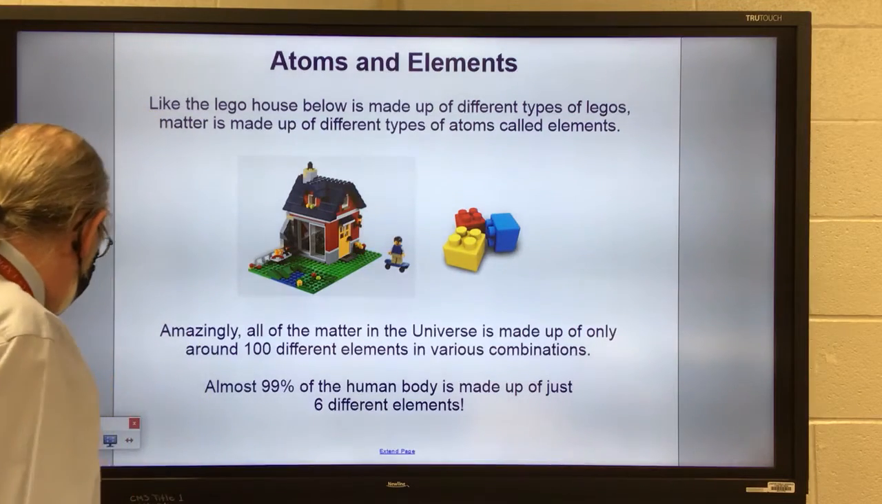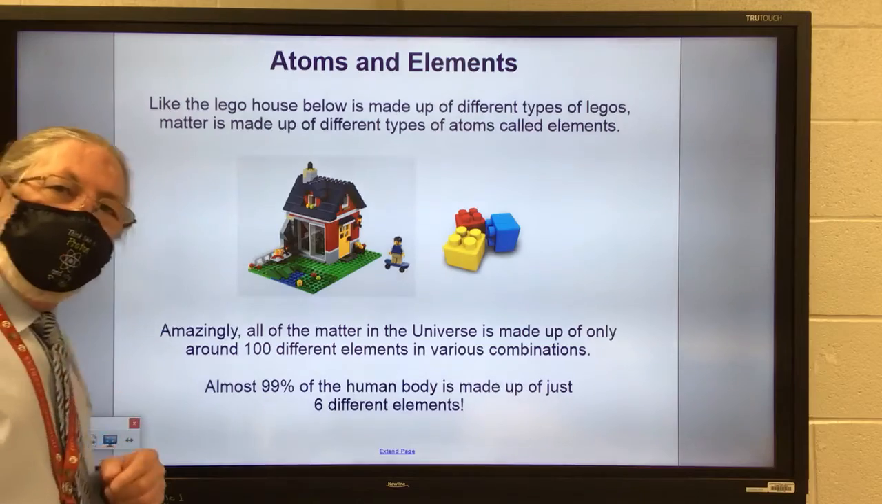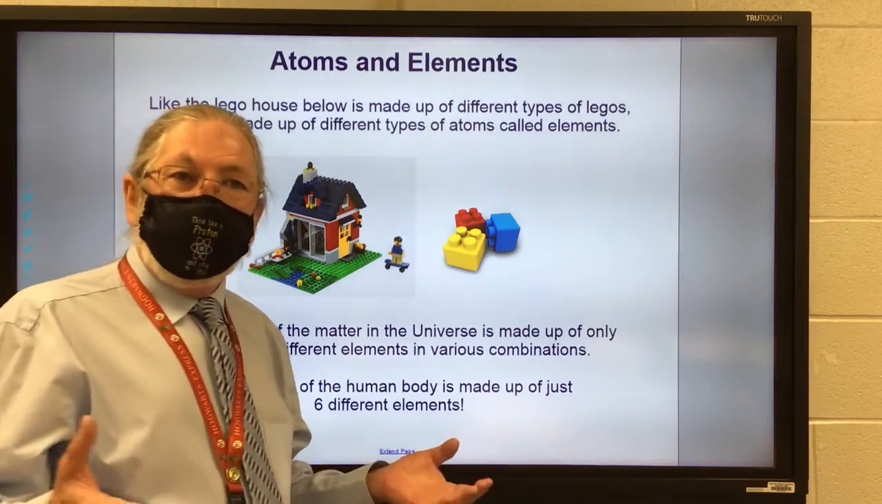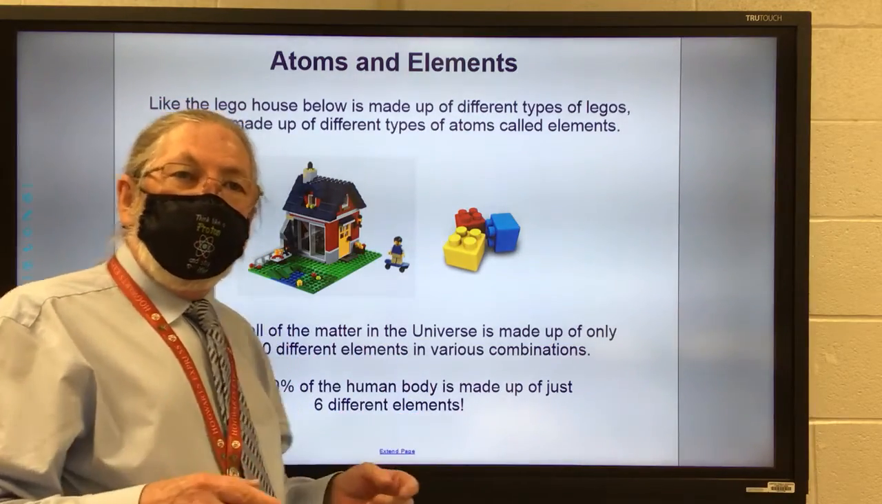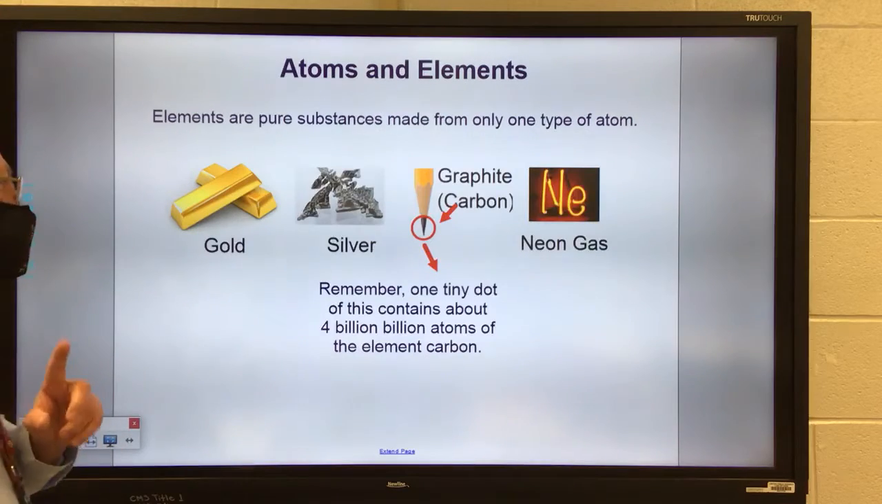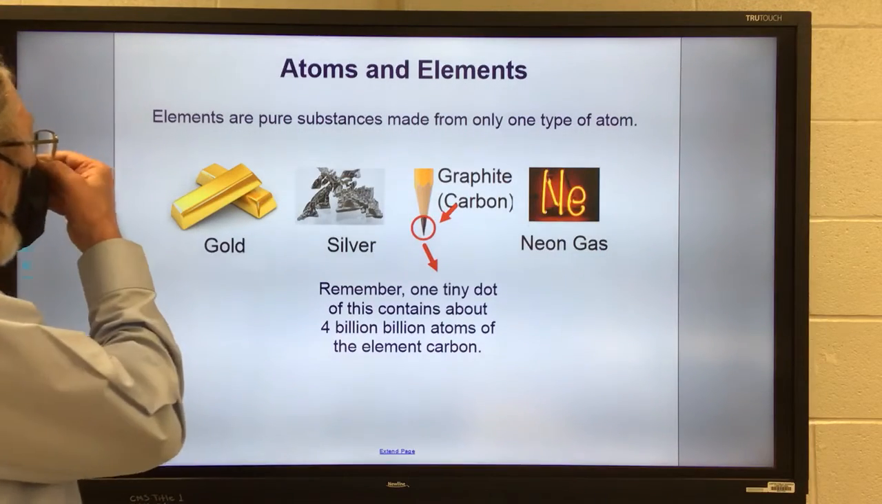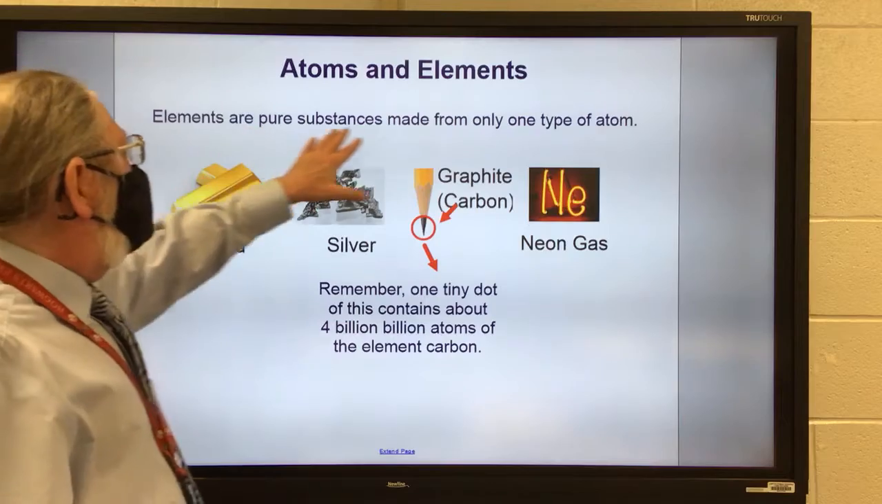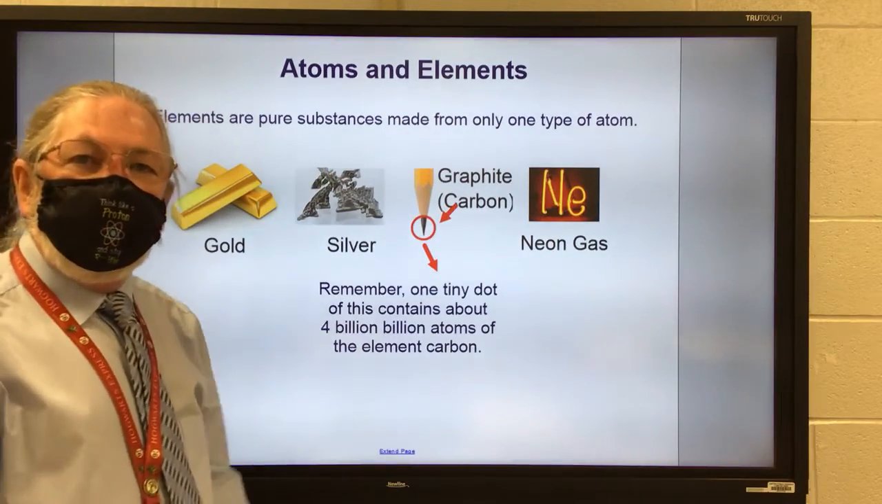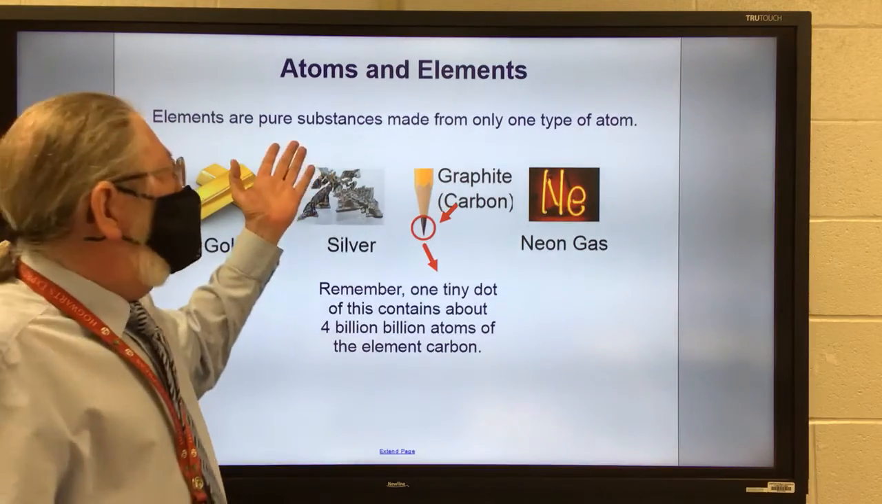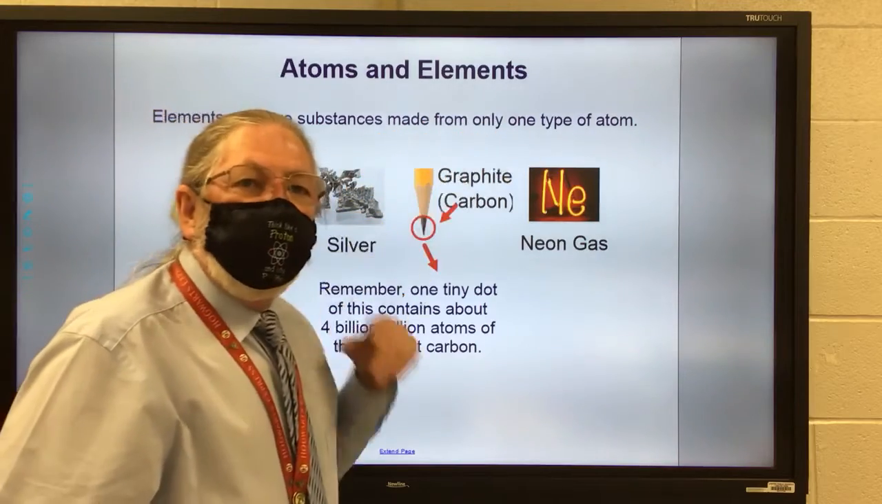What is carbon? It's an element. It's an atom. Okay, it's an element made up of atoms. Well, we'll talk more about those. Okay, so let's look right here. So elements are pure substances. You just asked what an element is, right? They're pure substances made up of only one type of atom.